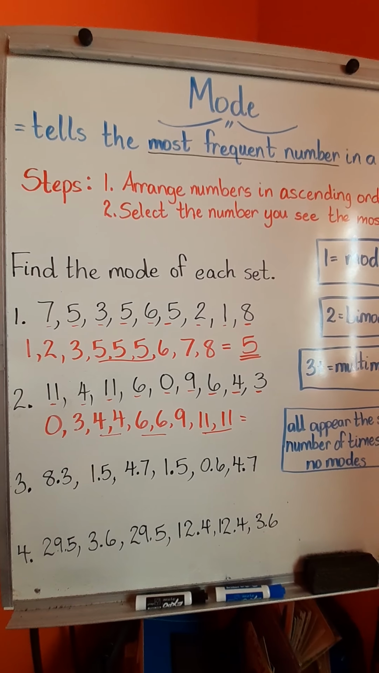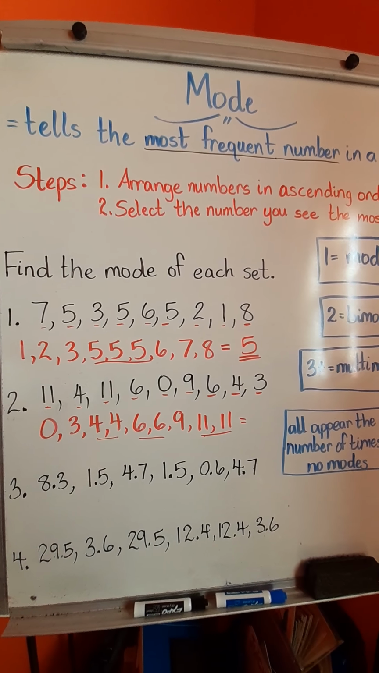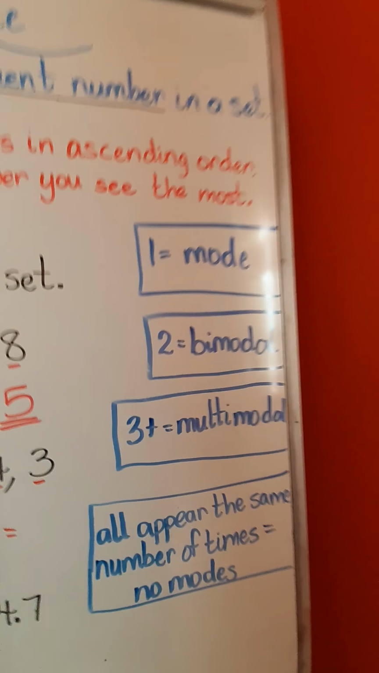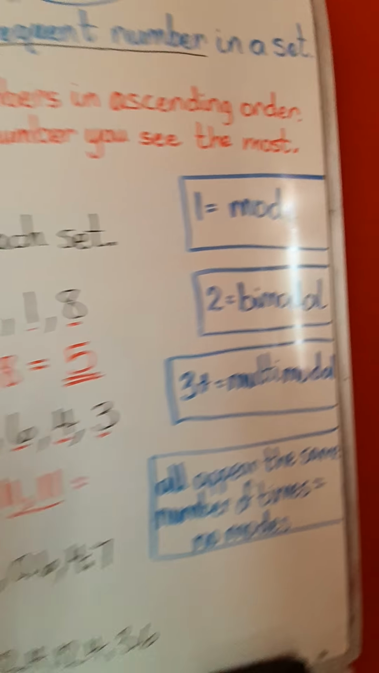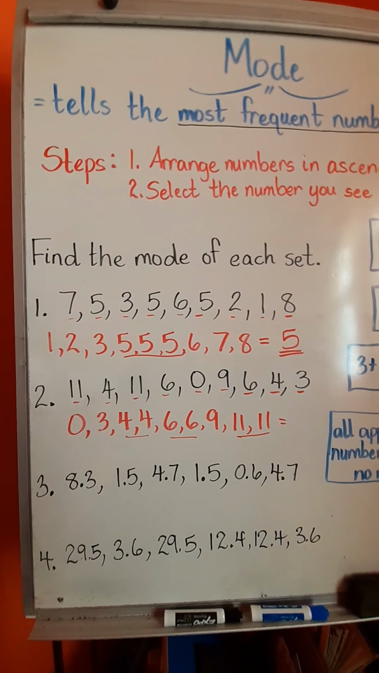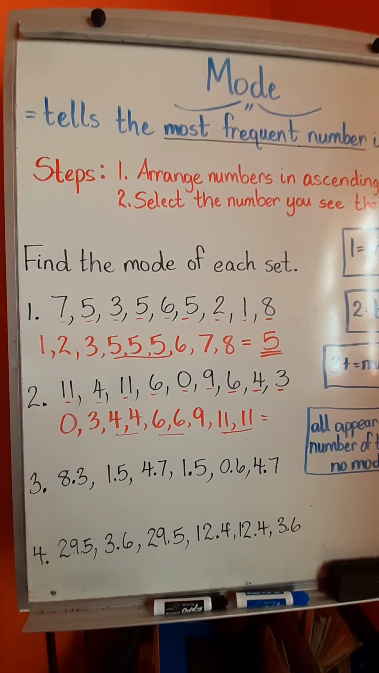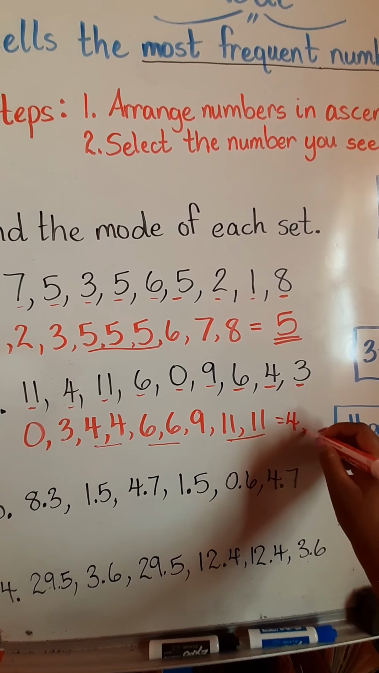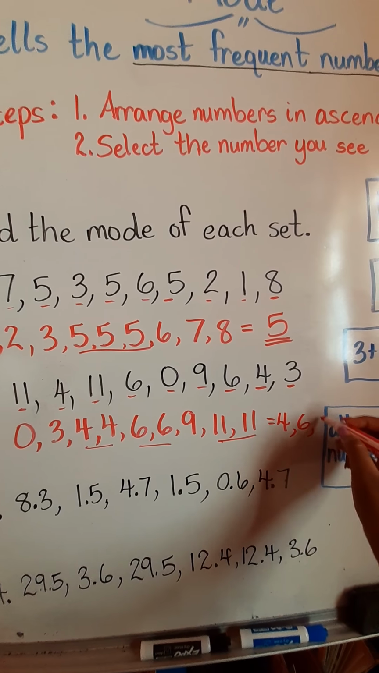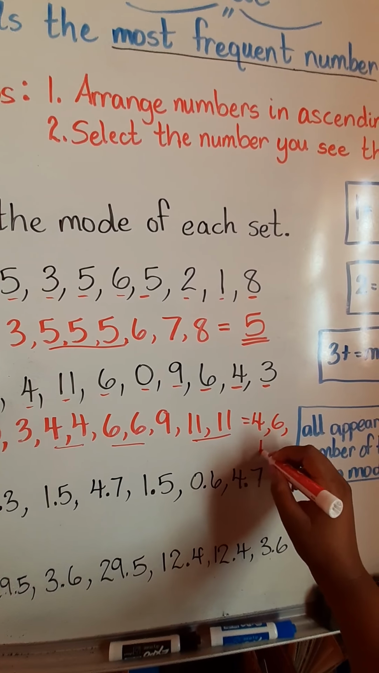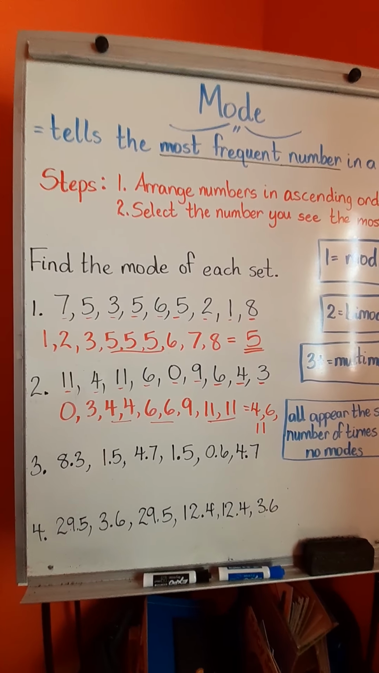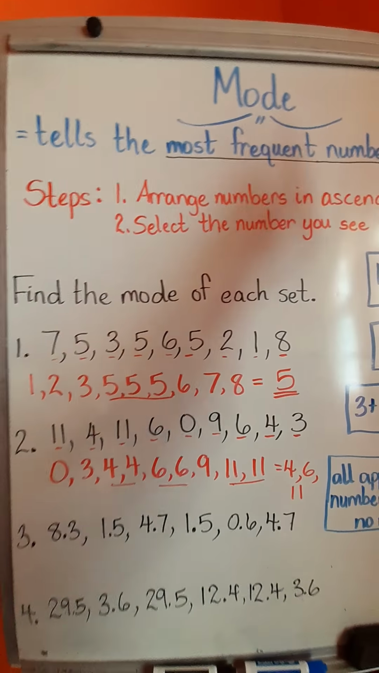So we see 3 numbers 2 times. When you see 3 numbers 2 times or more, it's called multimodal. So this is a multimodal problem. So our modes for this question are 4, 6, and I'll write this under here, and 11. They are our modes for number 2 because we've seen them the most.